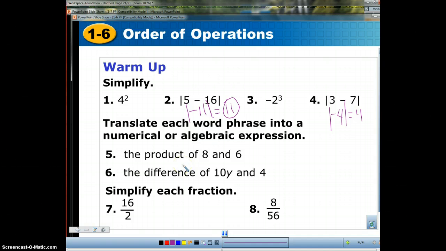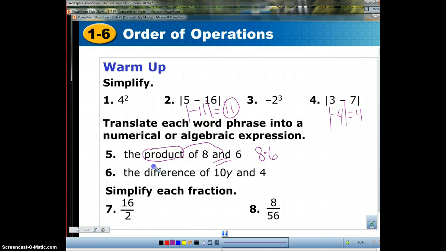Down here in number 5, they want us to write this as an algebraic expression. The product of 8 and 6. Product means multiply. Then you look for the word and, that tells you where you're going to put your multiplication. So this would be 8, in place of and, I'm putting multiply, 6. So the expression would be 8 times 6.